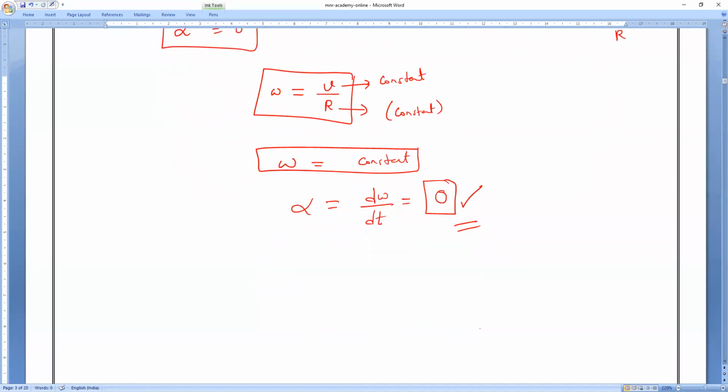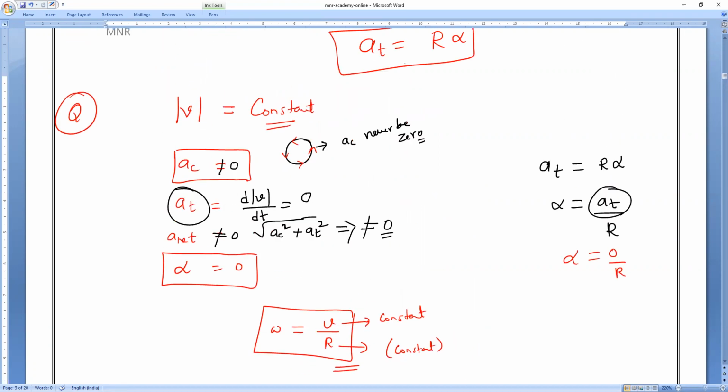Is it okay, everyone? Please remember that, this is the most important one. As the magnitude is not changing, it will definitely go to 0. So if the speed of the body remains constant, two accelerations are 0 and only one acceleration exists. Is it okay, everyone? Clear?